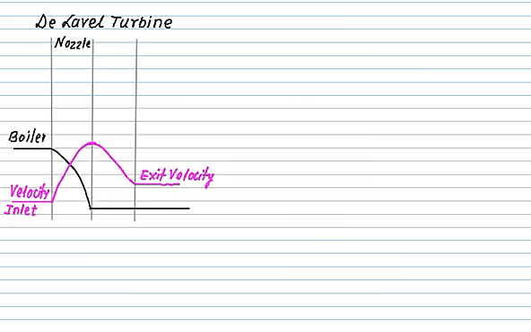Because of this, the rotational speed of the turbine is very high, approximately 40,000 to 50,000 rpm, and there is a loss of kinetic energy at exit. This loss can be recovered by compounding.